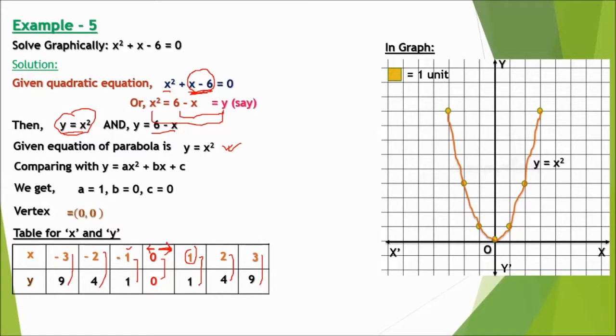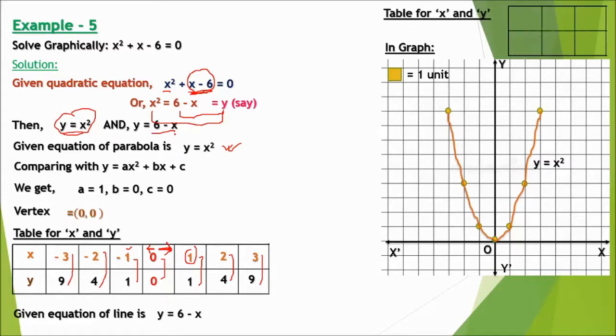Now we have a line also, don't forget the line. Y is equal to 6 minus x is the line. The given equation of line is y equal to 6 minus x. Now we can draw the table for this also, a table with 3 columns and 2 rows. The first column is for x and y. Now we have to pick the values from here, isn't it? The value of x will be picked from here, and only those values of y will be selected which are equivalent to the values in this table.